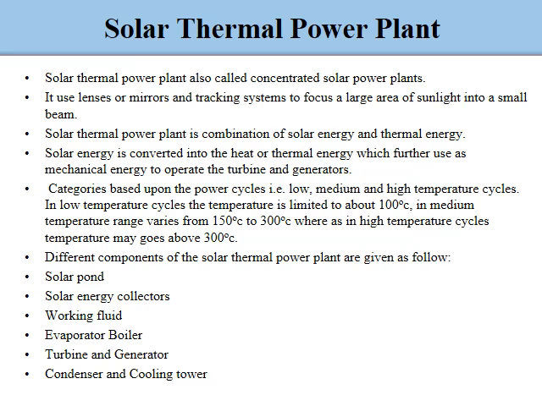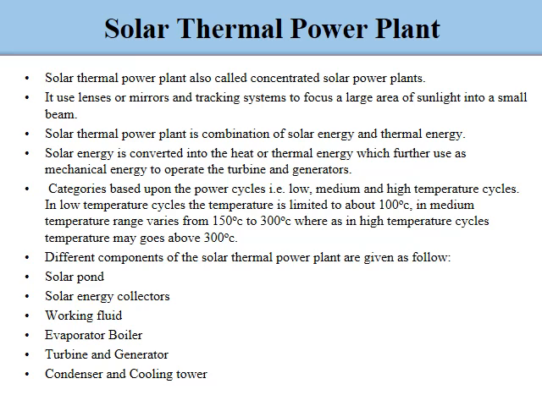Based upon the power cycle, there may be a low, medium, and high temperature cycle. In low temperature cycle, temperature is limited up to 100 degrees centigrade, and in medium temperature cycles, temperature is limited between 150 to 300 degrees centigrade, and in high temperature cycle, temperature may go above 300 degrees centigrade.